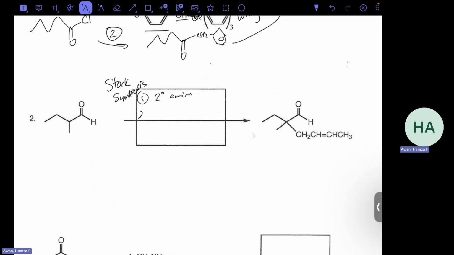And then second step, we're gonna add the group that is meant to be added. And then third step is gonna be H3O plus. All right. Very easy to remember. We just do it and you forget about it.